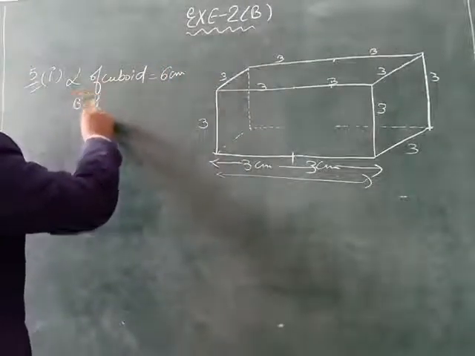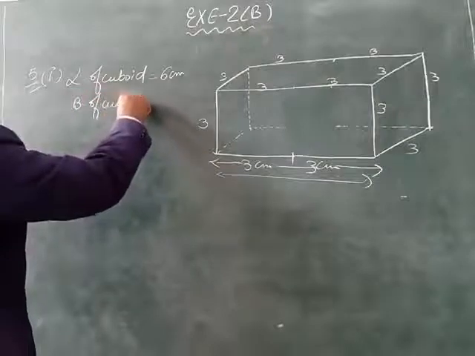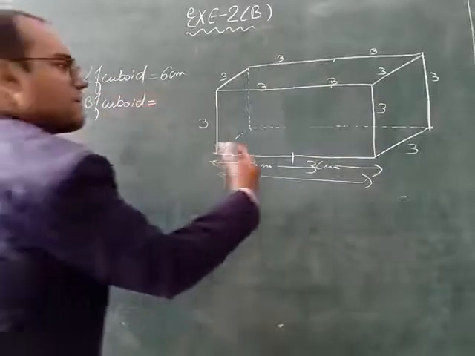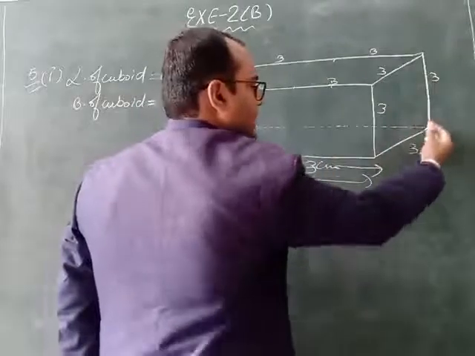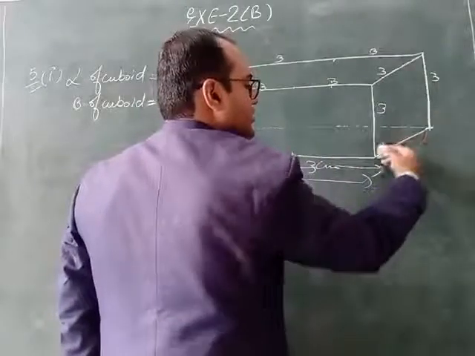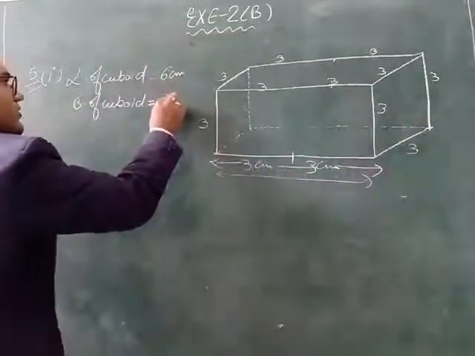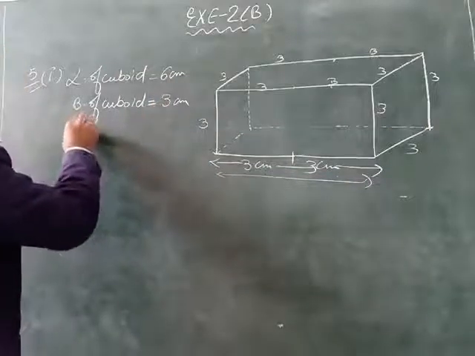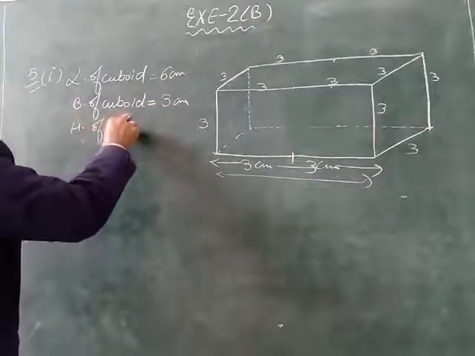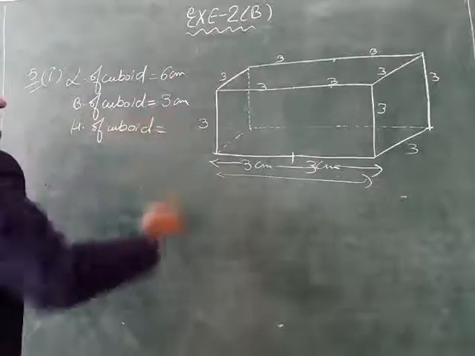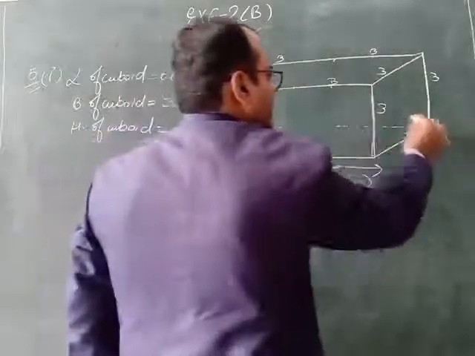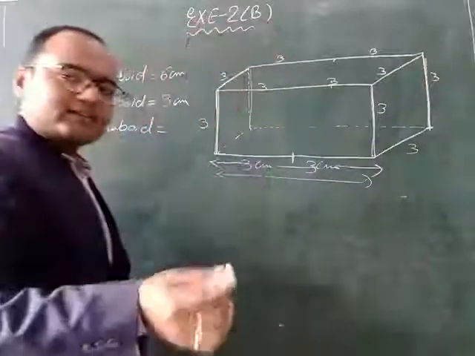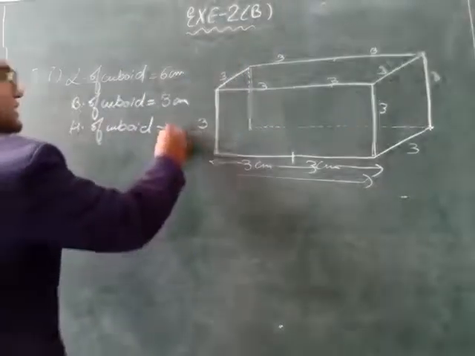Breadth of the cuboid formed. Breadth means at the back side how much this cuboid is there. The breadth of the cuboid is 3. So here we will write 3 cm. And height of the cuboid. If we observe, we get the same height at every place. Height is 3. So the height of the cuboid is 3 cm.